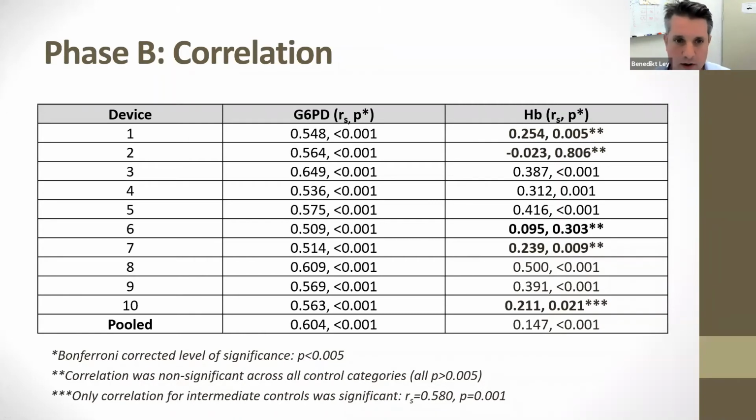Whenever we did multiple comparisons, we had to correct our level of significance to p smaller than 0.005 because we were doing multiple comparisons. So when we correlated G6PD measurements by biosensor and spectrophotometry, we saw a significant and positive correlation across all 10 sites. The pooled correlation was 0.64, and that was highly significant. However, the pooled correlation coefficient was slightly lower compared to phase A. In contrast, we did not see a significant correlation for HB readings in 5 out of the 10 sites in phase B.